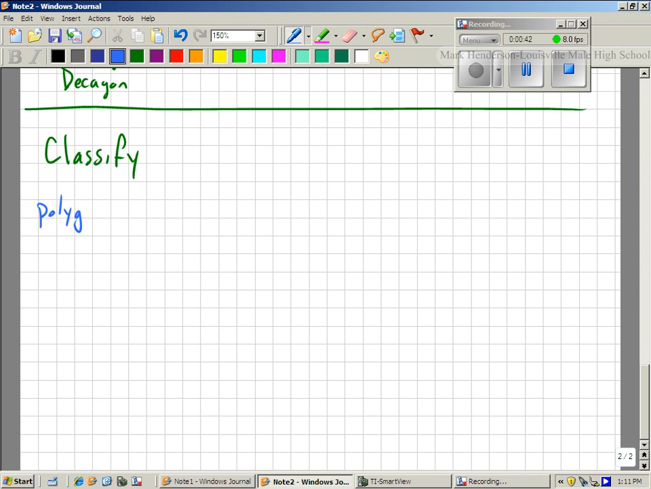A polygon is any closed figure. And if you notice, it cannot crisscross itself. Okay? So the one that kind of looks like an hourglass up there at the top crisscrosses itself, so it is not a polygon. However, if it were to be unwrapped, it would look similar to a trapezoid, which is a polygon.